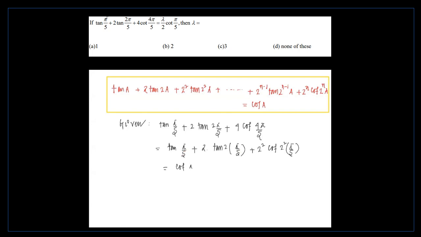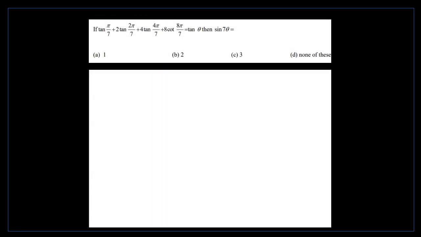cot pi by 5. Now if we correlate with the given expression, then it is lambda by 2 into cot pi by 5. So definitely this shows that lambda equals 2, because this whole thing should be equal to 1, and we can get the value of lambda very easily. We take the next sum. What is given?